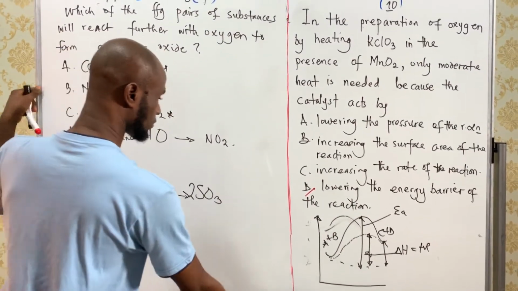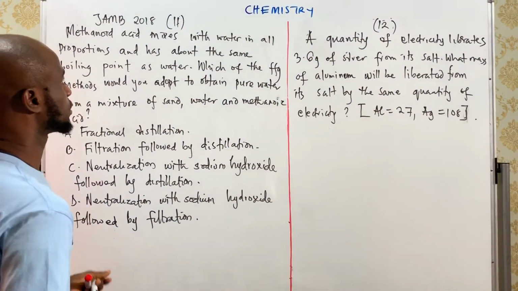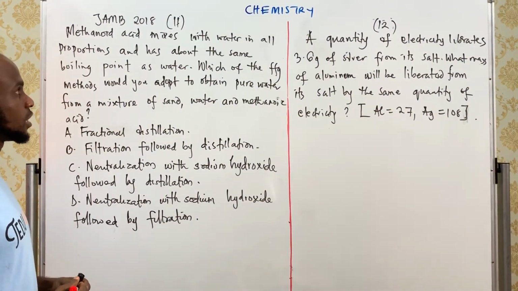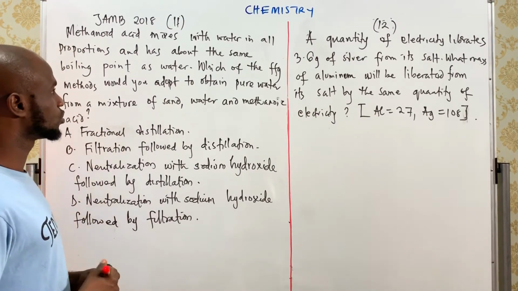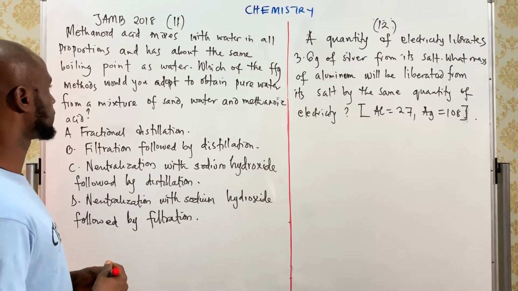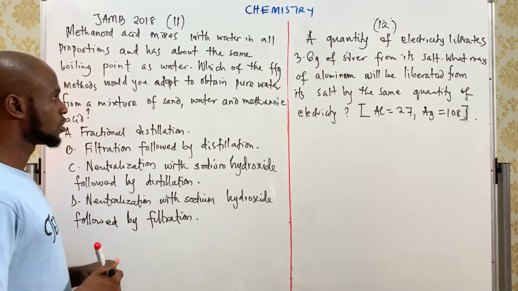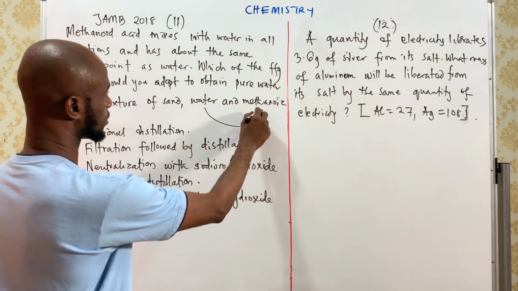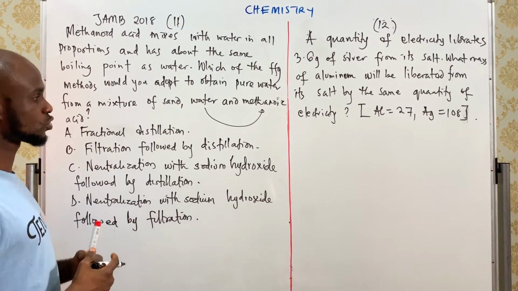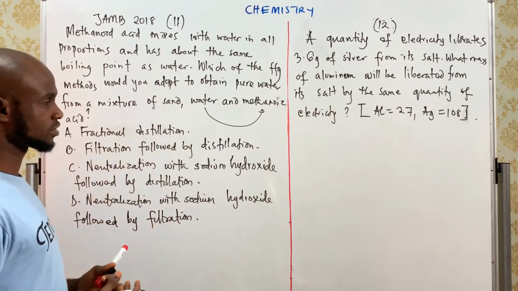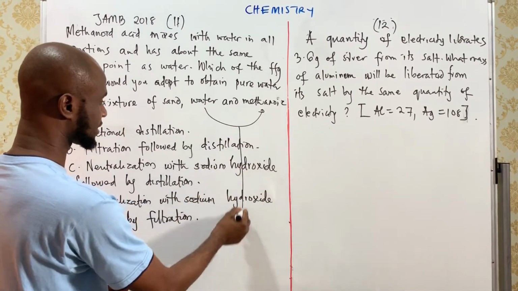Let's look at the next question. Methanoic acid mixes with water in all proportions and has about the same boiling point as water. Which of the following methods would you adopt to obtain pure water from a mixture of sand, water, and methanoic acid? Don't forget from the question, we're told that water and methanoic acid are miscible liquids. And if you want to separate miscible liquids, one of the best methods to use is to distill.